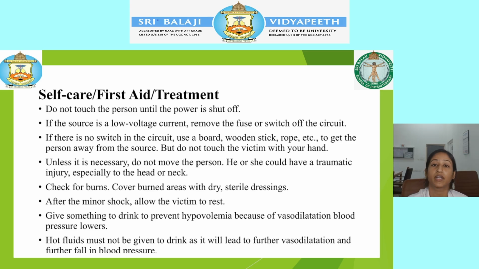He or she could have traumatic injury, especially to the head or neck. And you have to check for burns. Cover the burn areas with dry sterile dressings, and after a minor shock, allow the person to get dressed and give something for them to drink to prevent hypovolemia, because of the vasodilatation the blood pressure will get lower. Hot fluids must not be given to drink, as they will further lead to vasodilatation and a further fall in the BP.